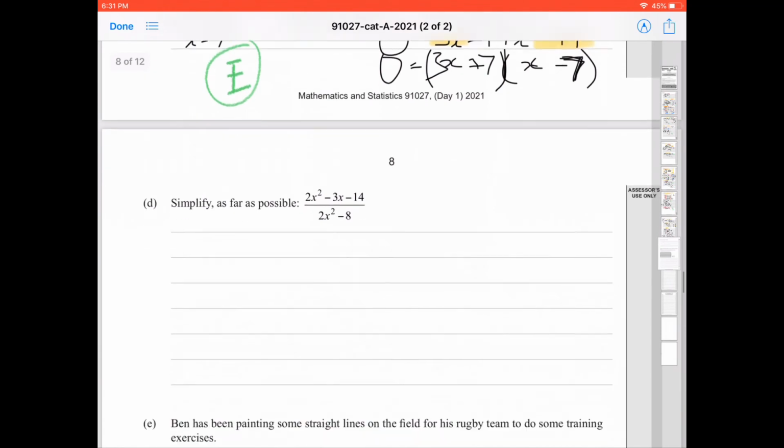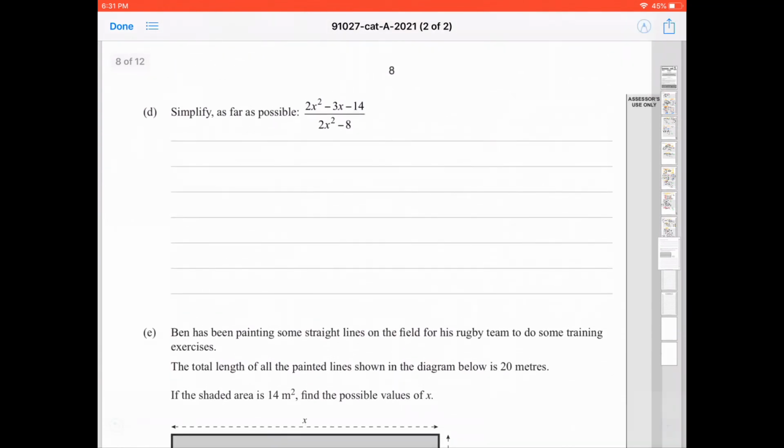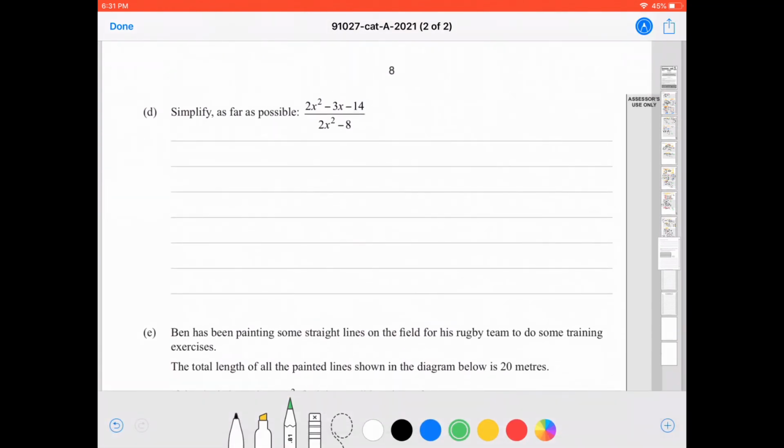Okay, moving on to question 3D. We've been asked to simplify as far as possible this fraction, 2x squared minus 3x minus 14 over 2x squared minus 8. And you look at this fraction and instantly you think factorizing. And so that's what we're going to do here.